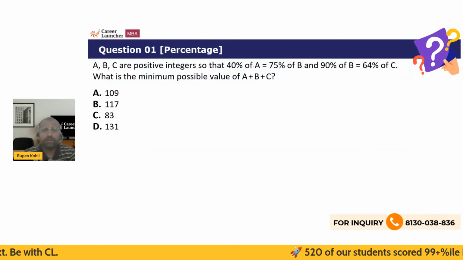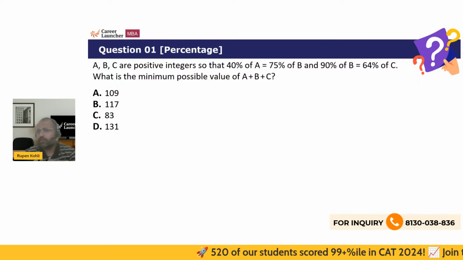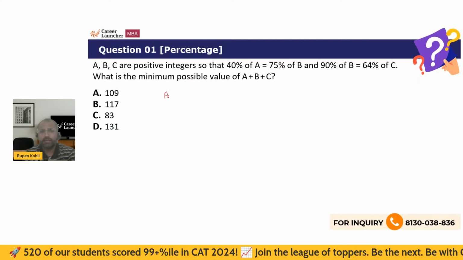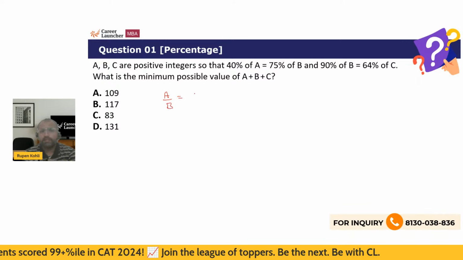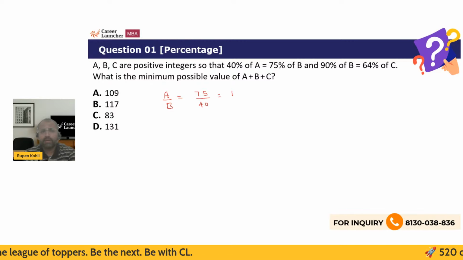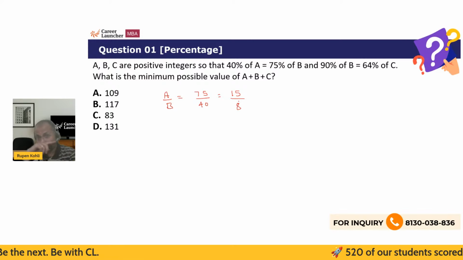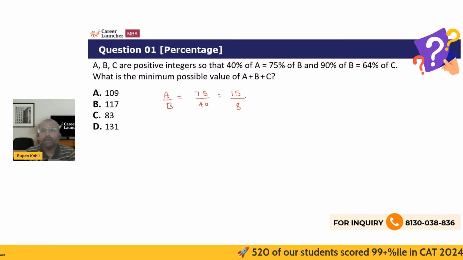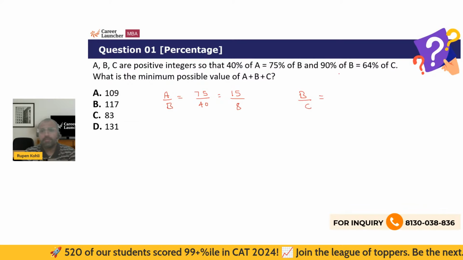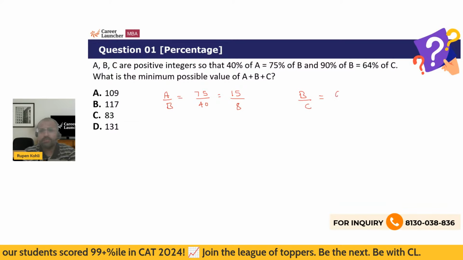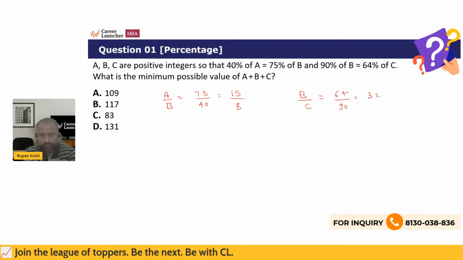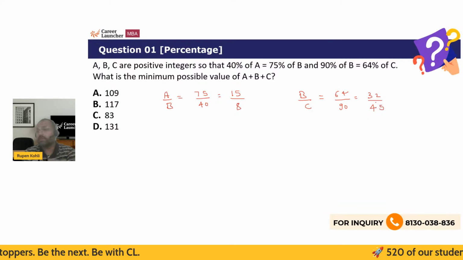So from the first statement, 40 into A equals 75 into B, right? And therefore we can get the ratio of A is to B. So A is to B is what? 75 is to 40, which further simplifies as 15 by 8. 15 by 8 is A is to B, and from here we have B is to C. So 90B equals 64C, or B by C is 64 by 90, which can be written as 32 by 45. That's all, nothing further simplifies.